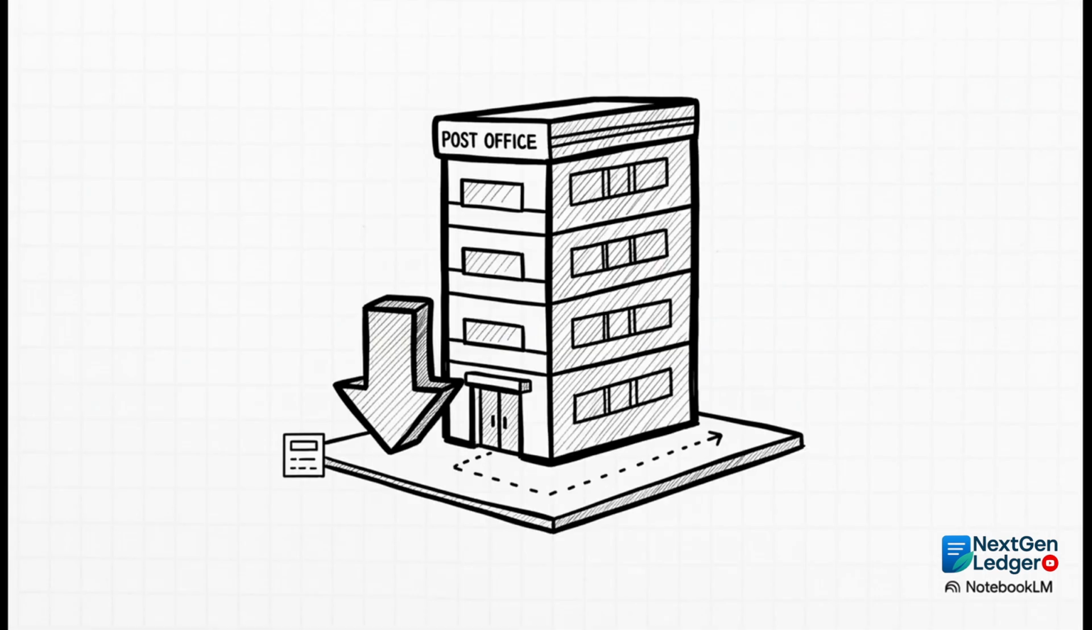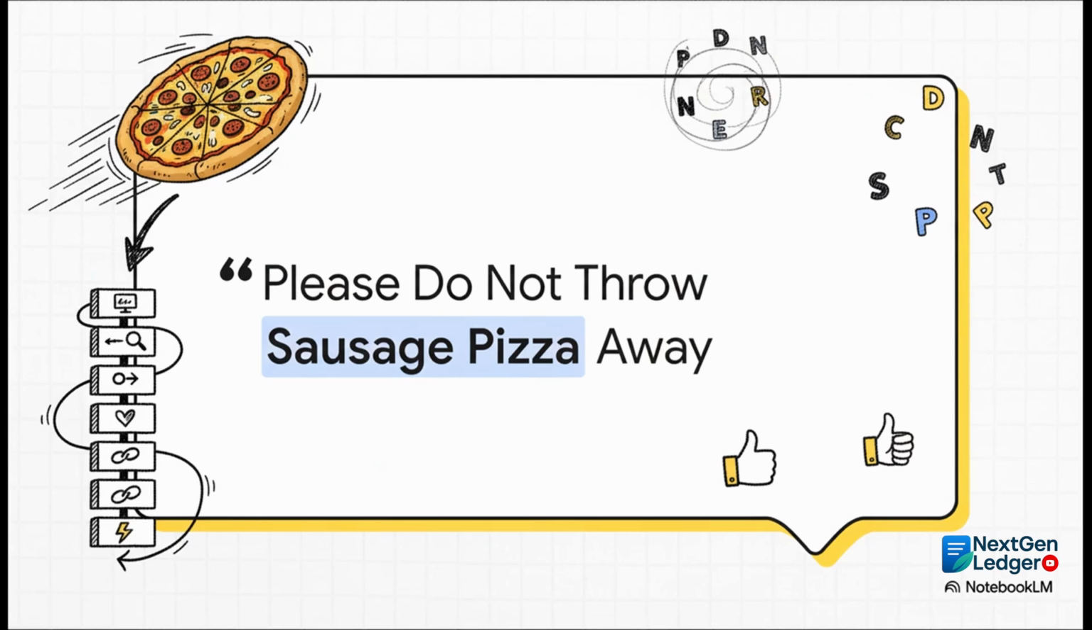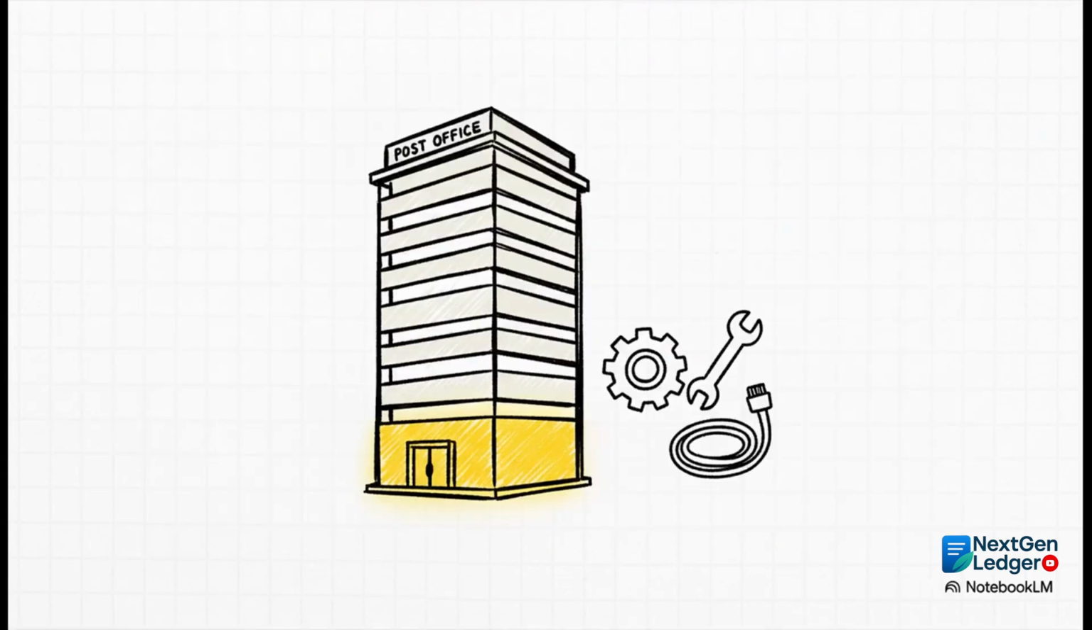So that's what we're going to do. We're going to follow one of those packages, a single piece of data, as it makes its way up through these 7 floors, starting right down on the ground level. And how are we going to remember these 7 layers? With a classic, kind of goofy mnemonic that works from the bottom up. Please do not throw sausage pizza away. The first letter of each word is going to be our guide for this journey. All right, let's start on that ground floor.